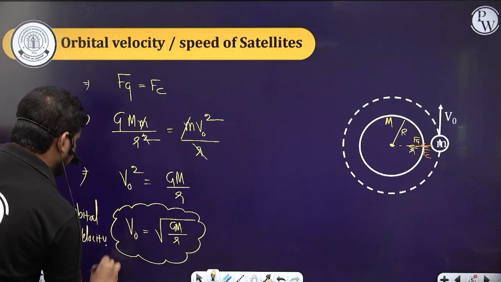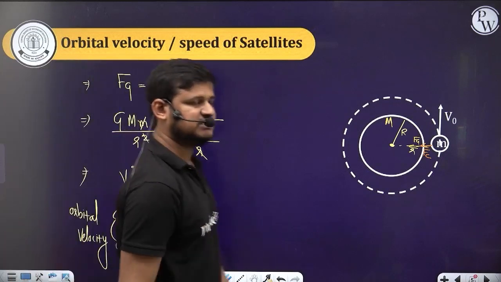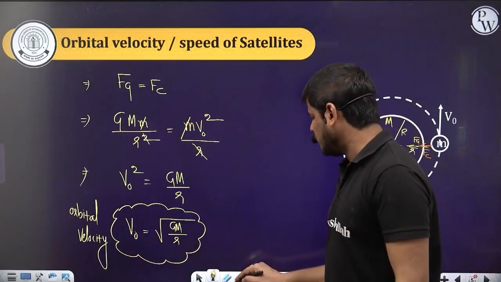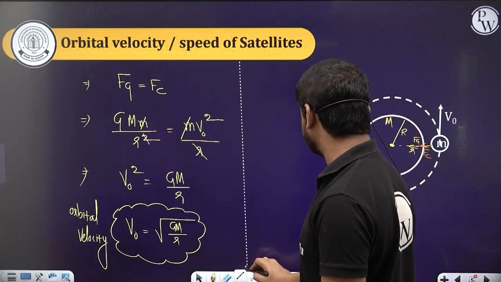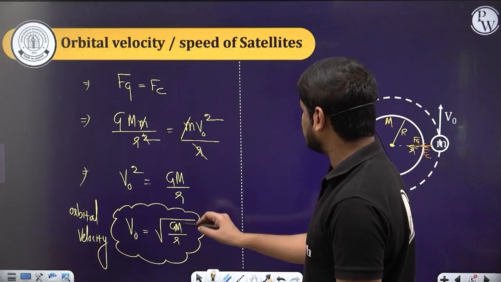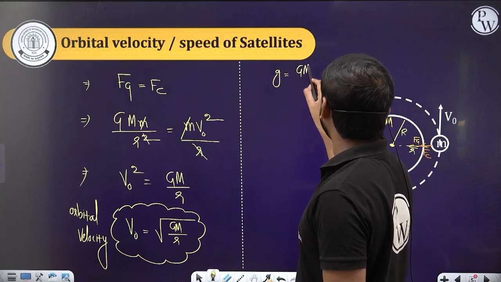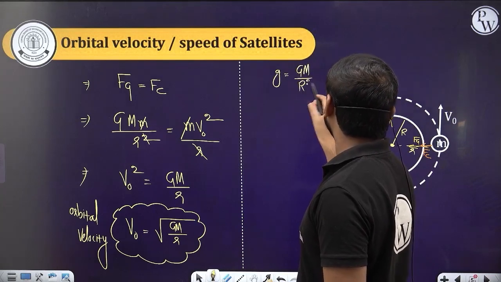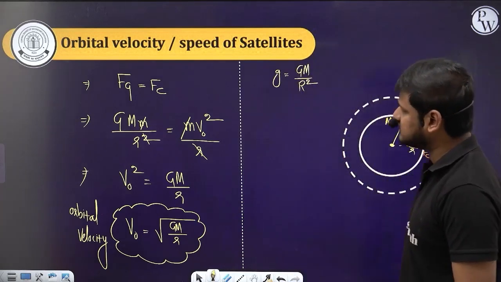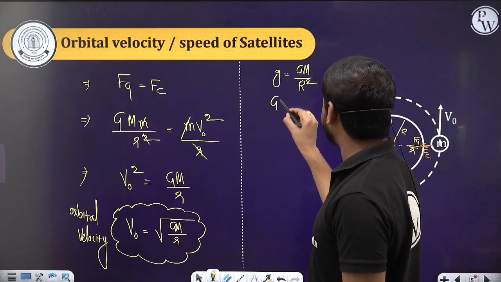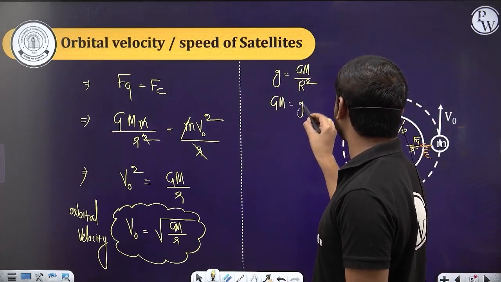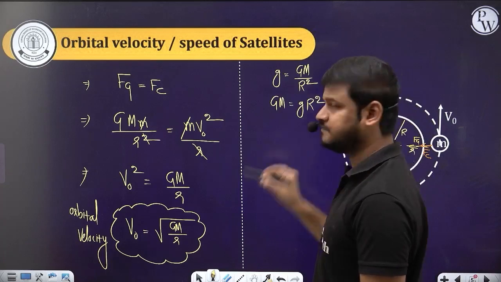This is the formula for the orbital velocity, guys. If you want, you can write this formula in terms of small g and R also. So how do we write? We know that g is equal to GM by r square. So from here, the capital GM is equal to small g R square. Shall we write? Yes or no?